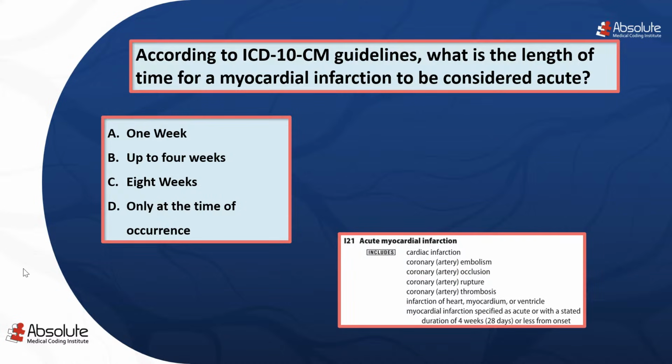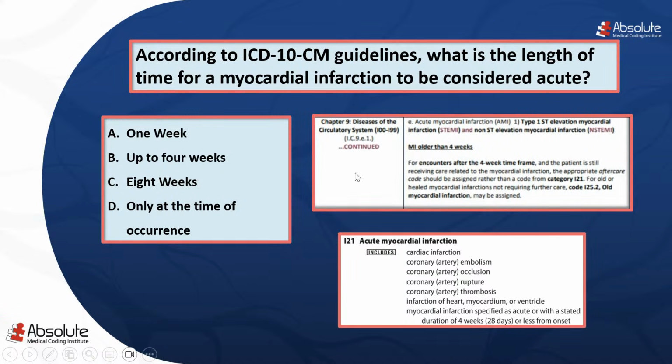All right. That was kind of an easy one because I left the code up here. If you looked over here, you would be able to do some investigative work. The guideline we are referencing is guideline I.C.9.e.1, and this states that myocardial infarctions are classified as acute if the duration is 4 weeks or 28 days or less from onset. This is the code that we're looking at, obviously. Everyone got that one right, so an amazing start to the night, coders. We are going to move on to our next question. So yes, it will be B, up to 4 weeks.